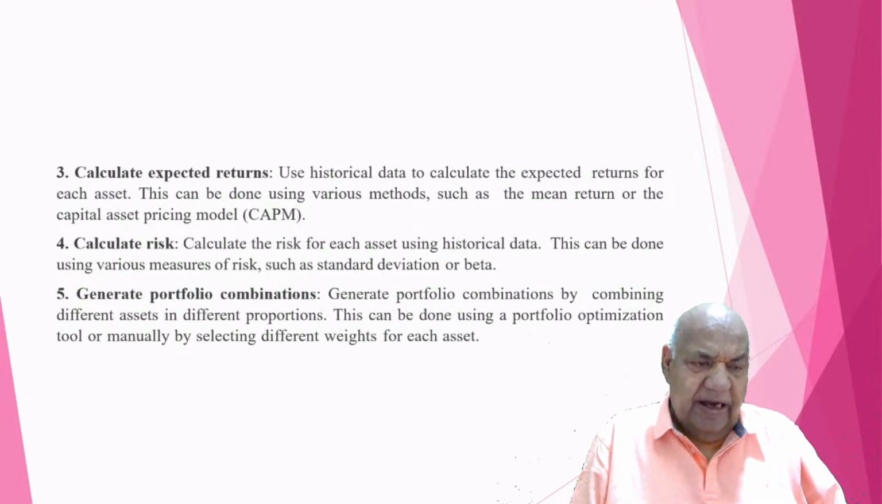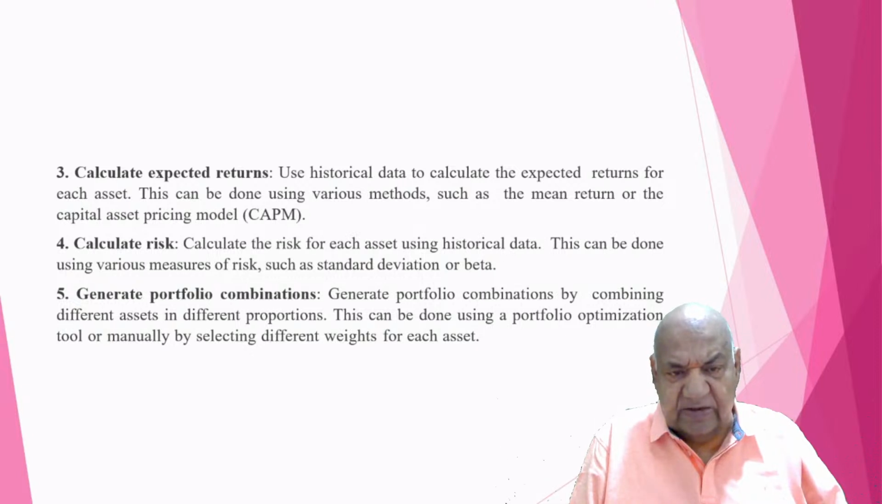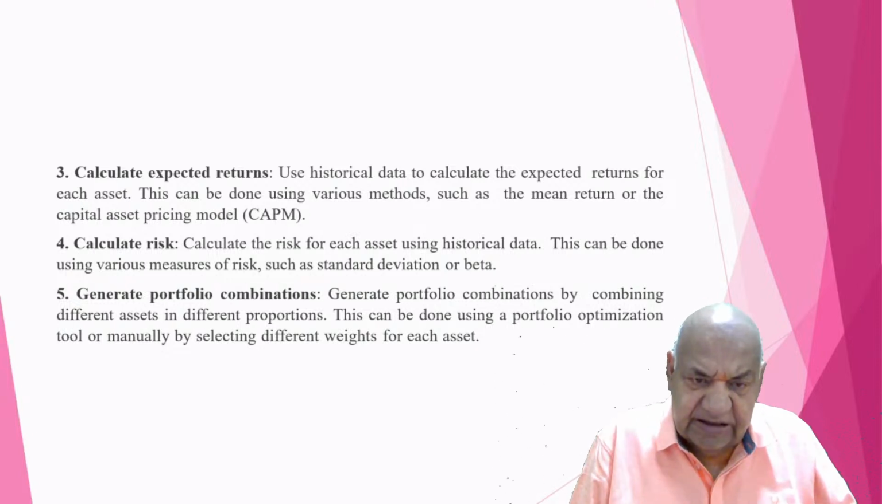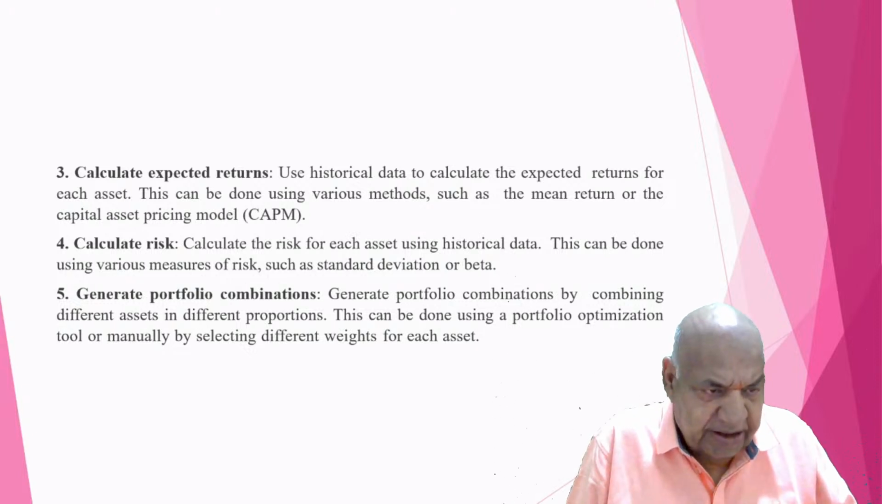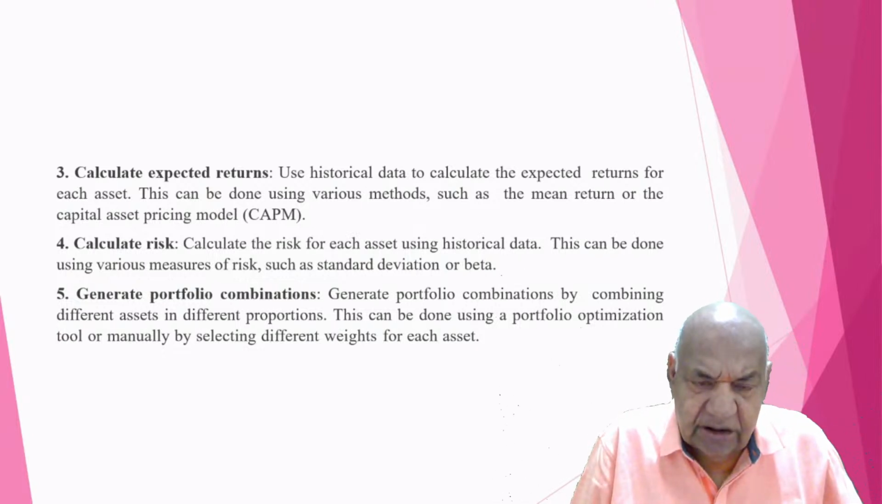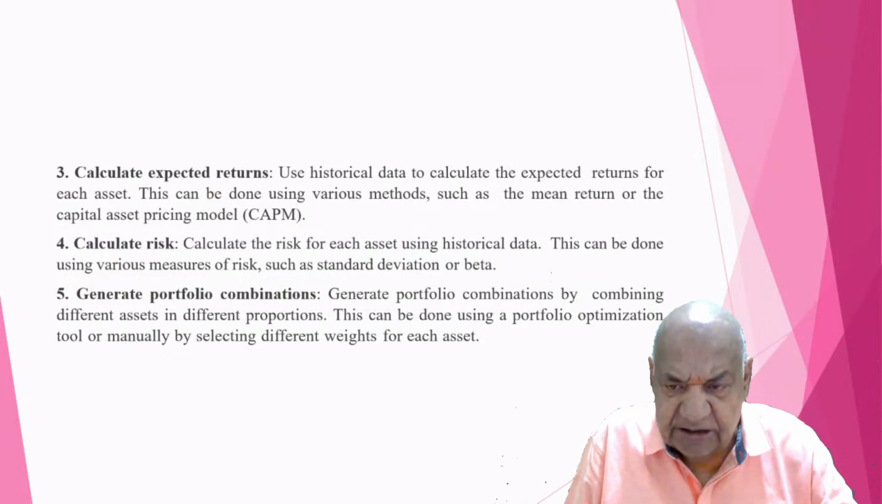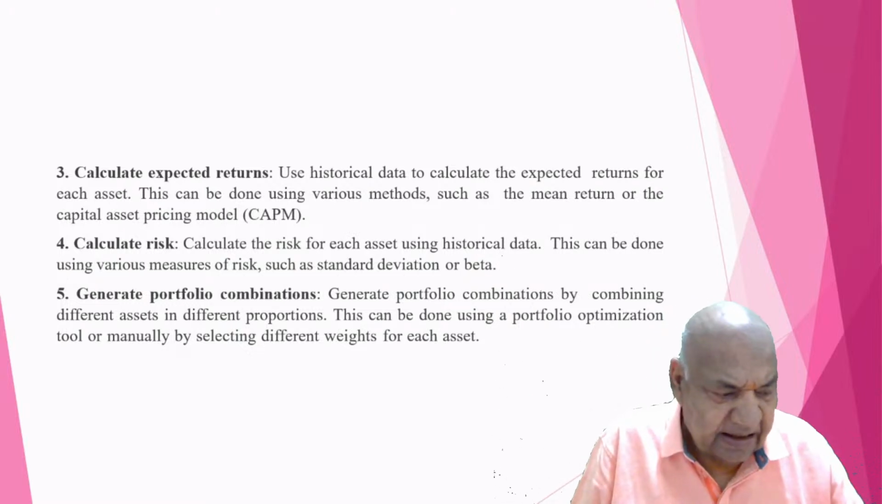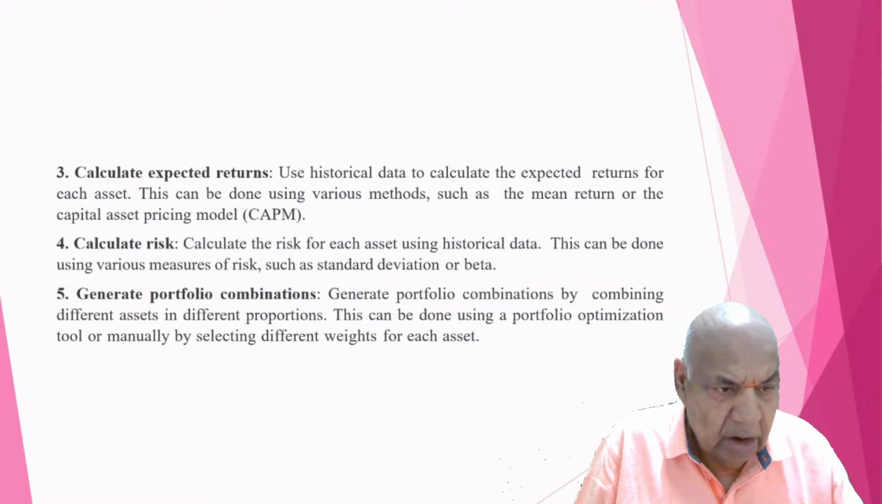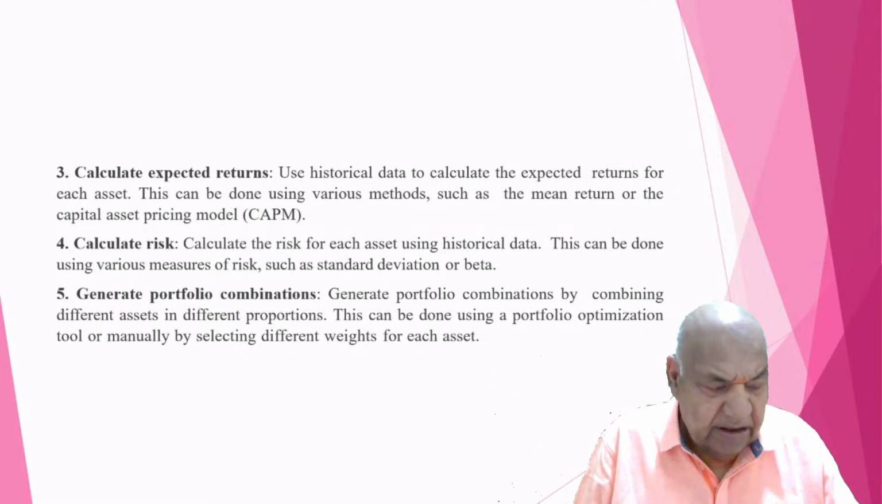Number four, calculate risk. Calculate the risk for each asset using historical data. This can be done using various measures of risk such as standard deviation or beta. Number five, generate portfolio combinations. Generate portfolio combinations by combining different assets in different proportions. This can be done using a portfolio optimization tool or manually by selecting weights for each asset.